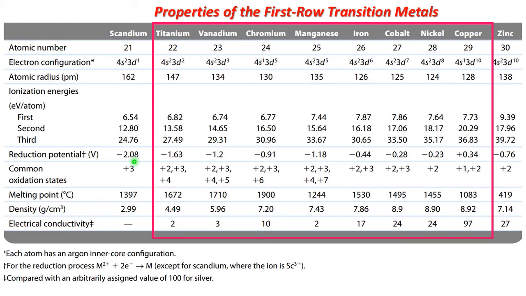Reduction potential. How easy is it to make metal out of iron? It's going down from scandium to copper, almost systematically down. Scandium and titanium are strong reducing agents. Copper is a very weak reducing agent. Now zinc is back to very low reduction potential.